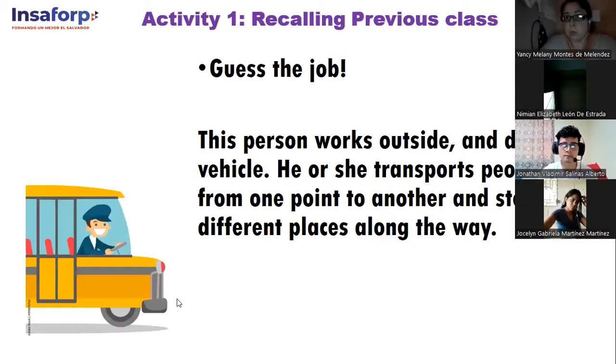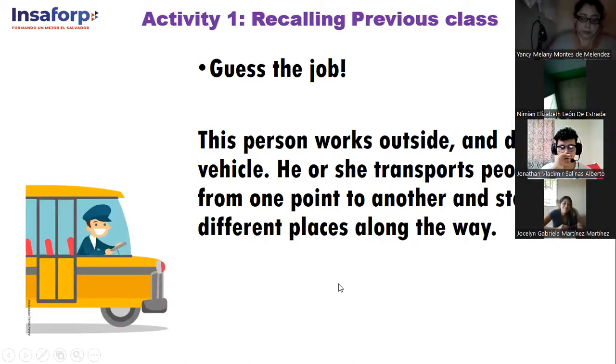It's a bus driver. Jonathan, we can hardly hear you. We hear you very far away. So maybe you can turn up the volume or I don't know what's going on there, but we can hear you, but very low. Okay, so yes, it's a bus driver.